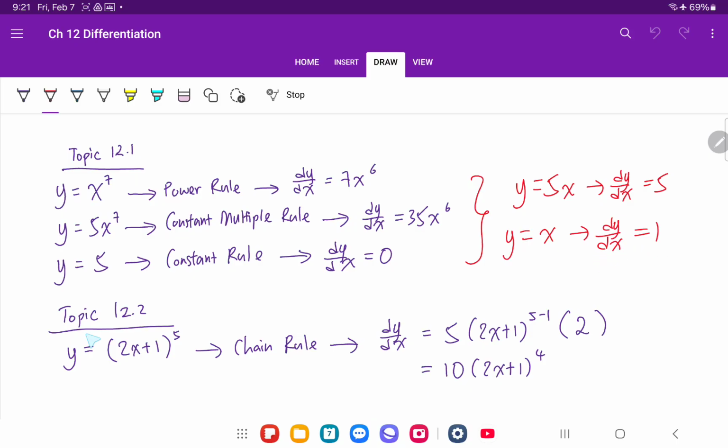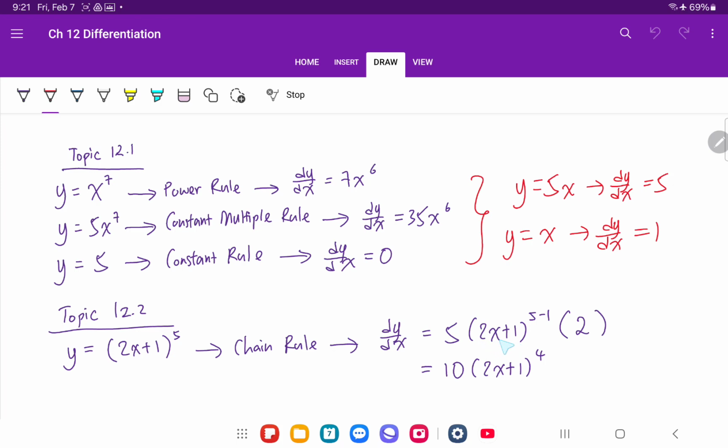Next, we went into topic 12.2, which was on the chain rule. Chain rule says that when there's a bracket and there's a power outside, you can immediately begin chain rule. The power 5 must come down. Whatever was in the bracket, leave it untouched. The power minus 1. And then the last bracket here is the result of differentiating the inside of the bracket.